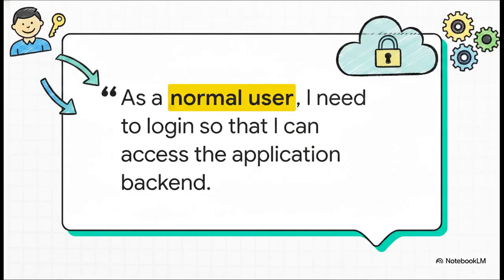To see this in practice, here is a specific user story pulled directly from a reminder app case study. As a normal user, I need to log in so that I can access the application backend. Notice how powerful that is. It captures exactly who needs something, exactly what they need, and exactly why it matters. This level of clarity immediately drives development, simply because there is zero ambiguity about what the software actually needs to do.